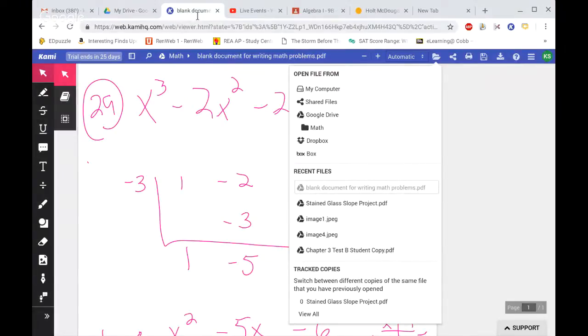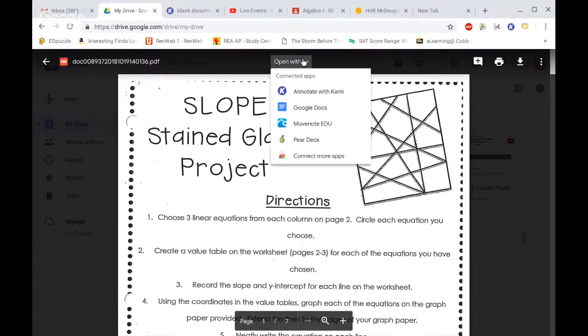I've got, hang on. Oops. I had the slope project open and then I wrote over it.